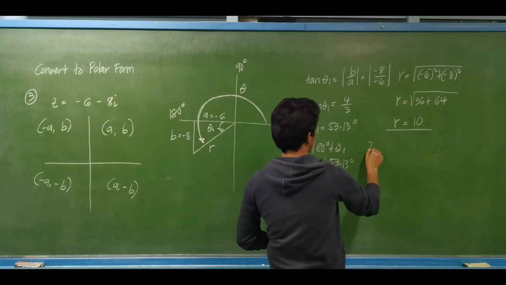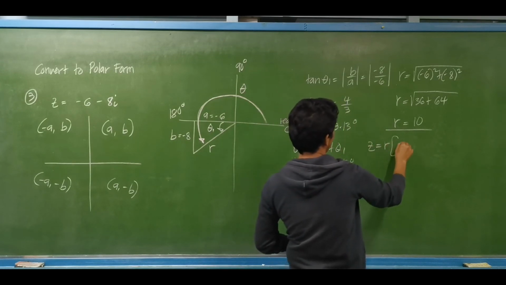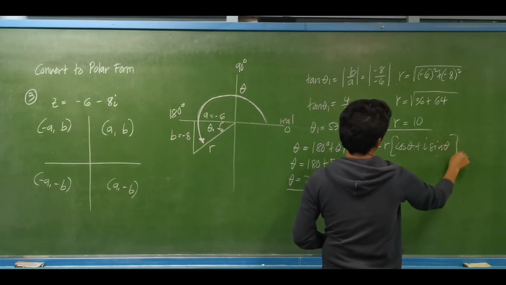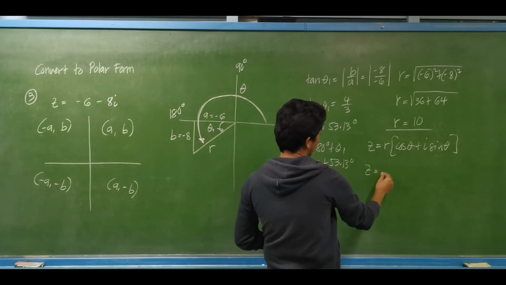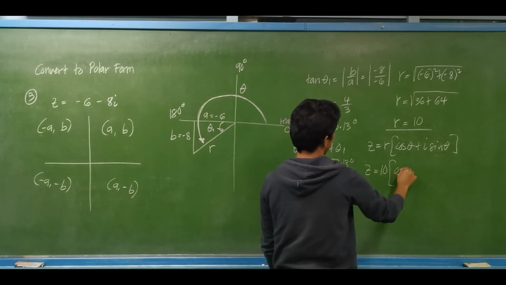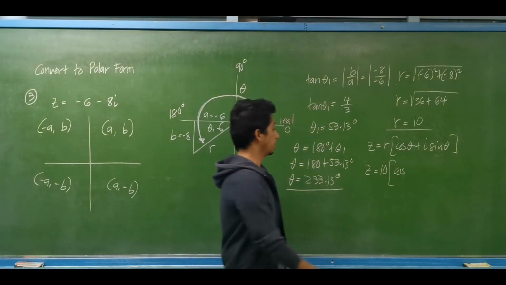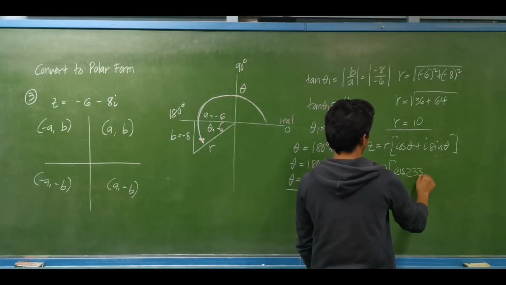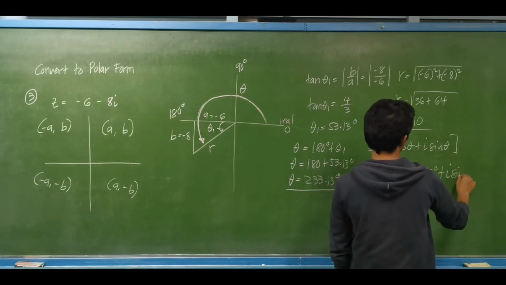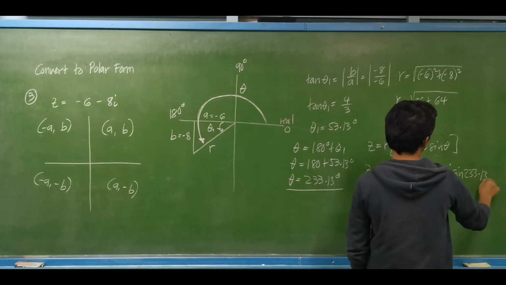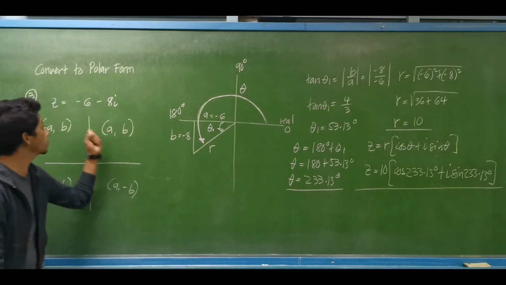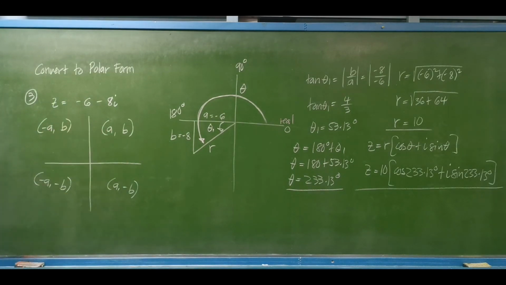Then we substitute. We have z is equal to r multiplied by the cosine of theta plus i sine of theta. Now we have z in polar form. That is r, that is 10, multiplied by cosine of the argument, 233.13 degrees, plus i multiplied by sine of 233.13 degrees. And this will be our answer, the polar form of this complex number.